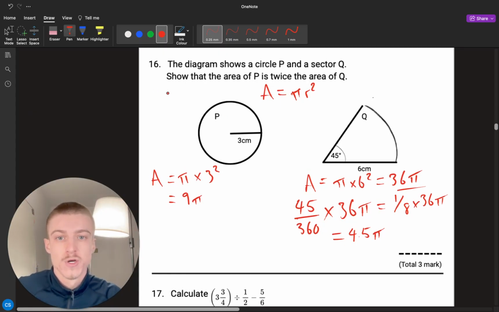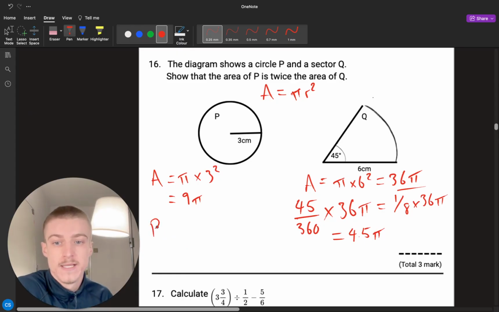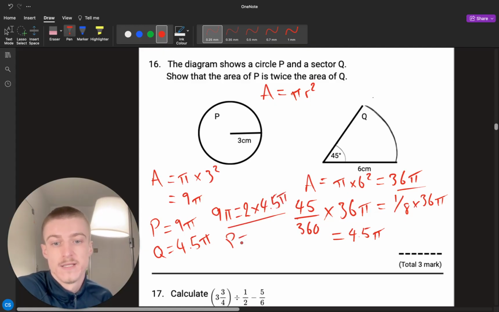So, show that the area of P is twice the area of Q. Well, P is 9 pi, and Q is 4.5 pi. So 9 pi equals 2 times 4.5 pi, which is P equals 2 times Q.